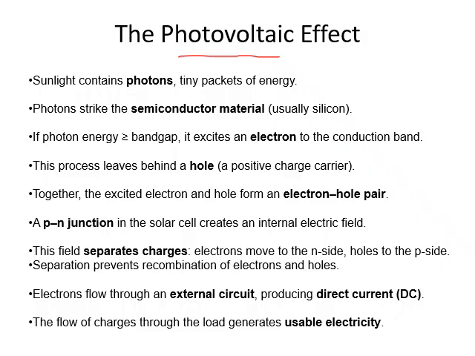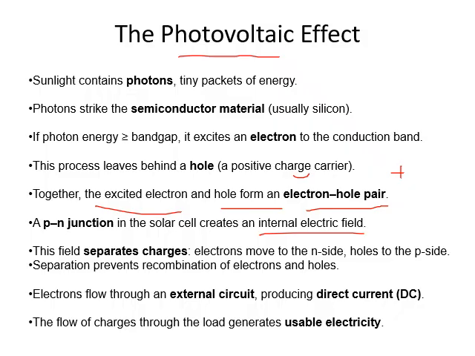This process leaves behind a hole because one electron is jumping out, so there is a positive charge carrier created. Together, the excited electron and the hole form an electron-hole pair. So one is positive and one is negative. And a p-n junction, we will learn about it later, is the solar cell. In the solar cell, it creates an internal electric field because it is gathering all the electrons on one side and the holes on the other side.